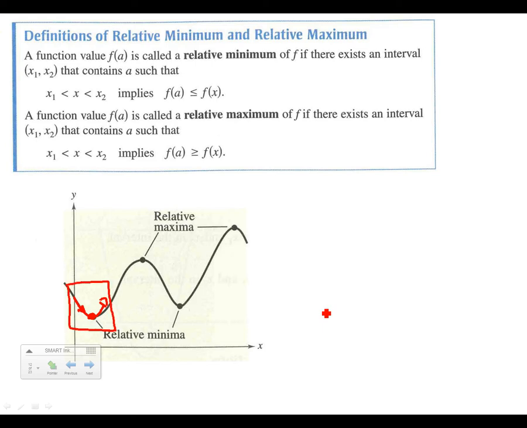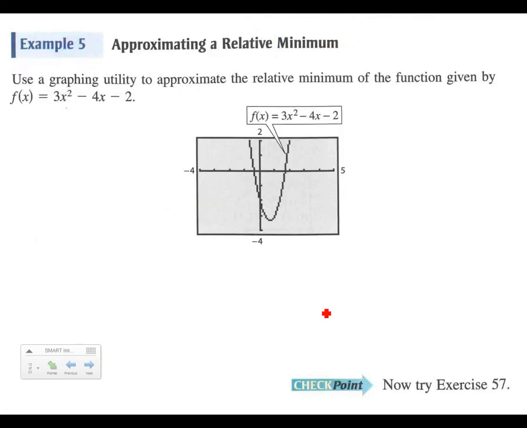that we're looking at. So here we would have two relative minima and two relative maxima, two peaks and two valleys. So if we take a look at finding the minimum of a function given by f of x equals 3x squared minus 4x minus 2, it says use a graphing utility to approximate this. So let me go ahead and bring up my graphing utility and we'll work through this together.